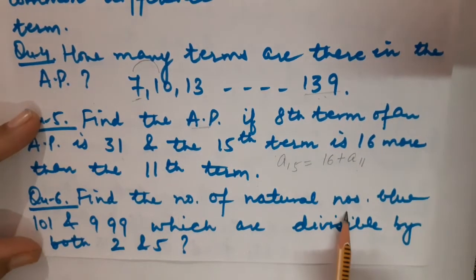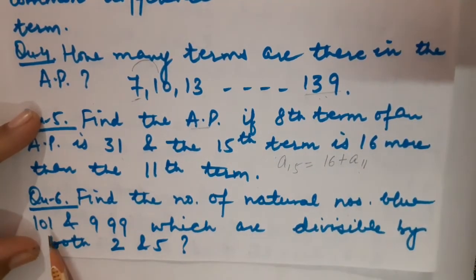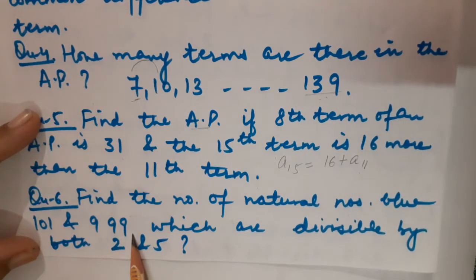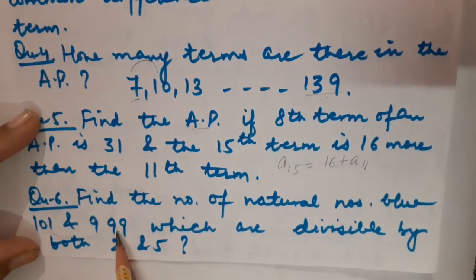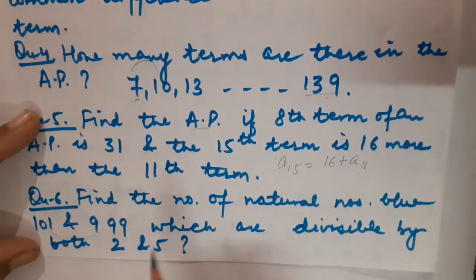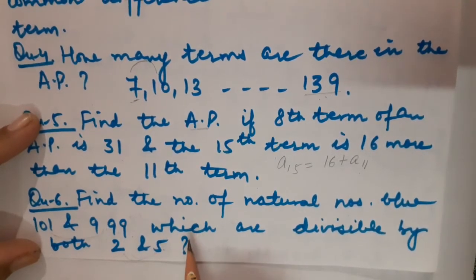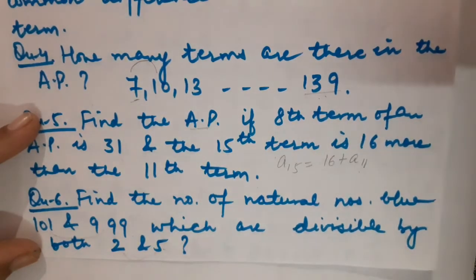Find the number of the natural numbers between 101 and 999 which are divisible by both 2 as well as 5. So children, we have to look for that series in which the numbers are lying between 101 and 999 and they must be divisible by 10. Got it? Because that number will be divisible by 2 as well as by 5 both if we are looking for a number which is divisible by 10.